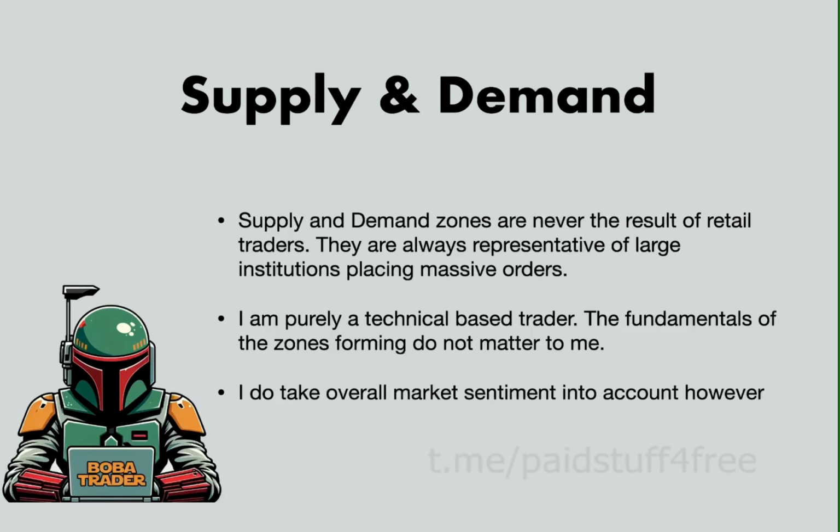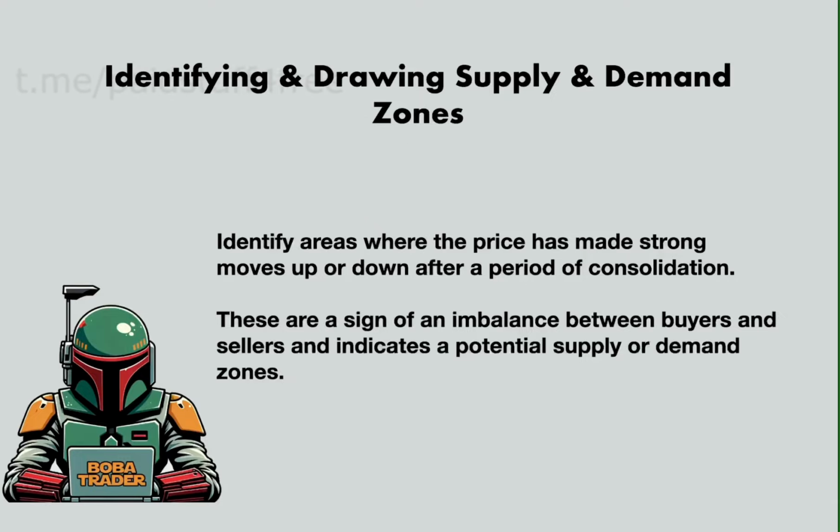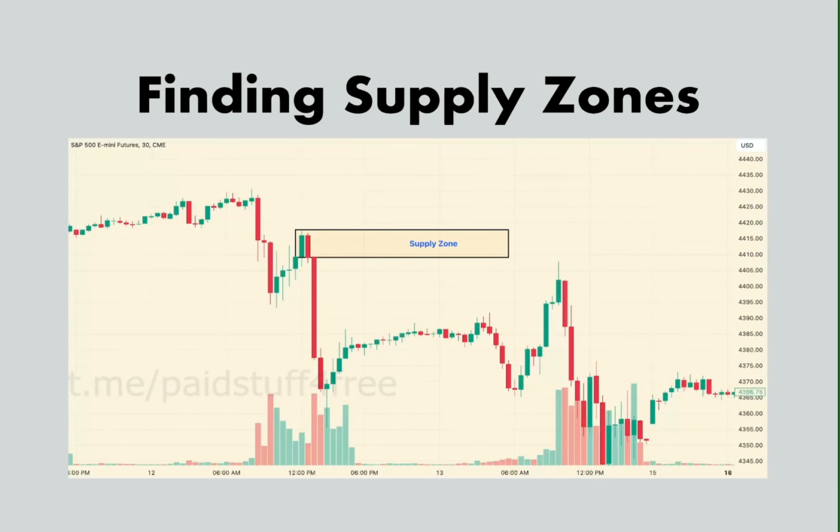So, how do we find these supply and demand zones? You want to find an area on the chart where the price has made a strong move up or down after a period of consolidation. That's a sign of an imbalance between the buyers and the sellers, and it indicates a potential supply or demand zone. So, let's take a look right here. Here we see on the chart the S&P is moving upwards, kind of in a balance zone, and then we see a very sharp move down, right? This is the exact type of move we're trying to look for, where there would be a supply zone, specifically because of this balanced period and then a large move down.